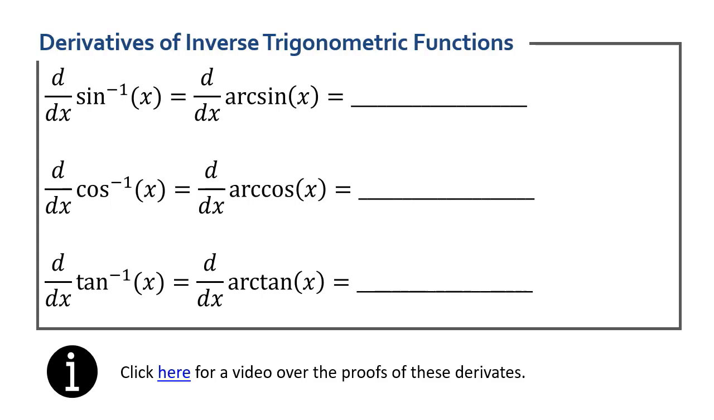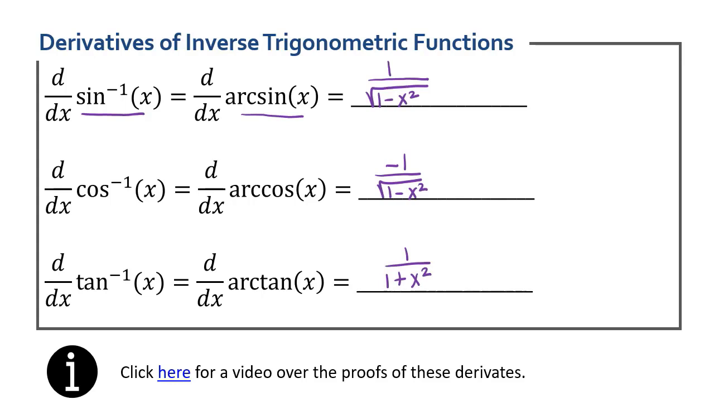So the derivative of the inverse sine function, and sometimes you're going to see that written as arc sine, these mean the exact same thing. The derivative of that is 1 over the square root of 1 minus x squared. The derivative of the inverse cosine function, and again, sometimes you'll see that written as arc cosine, they mean the same thing, is negative 1 over the square root of 1 minus x squared. And then last, the derivative of the inverse tangent function is 1 over 1 plus x squared.